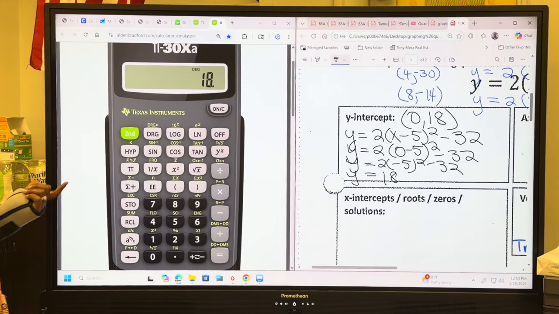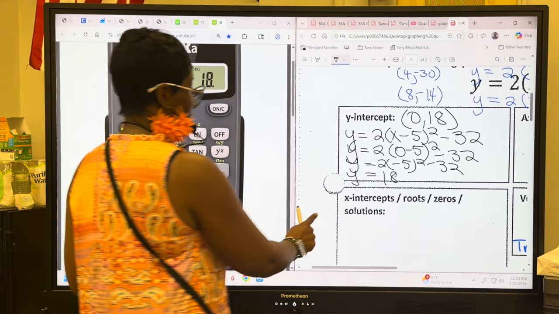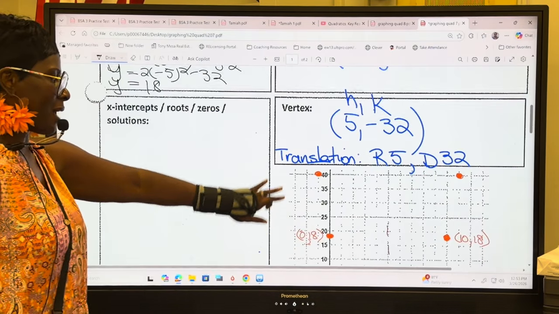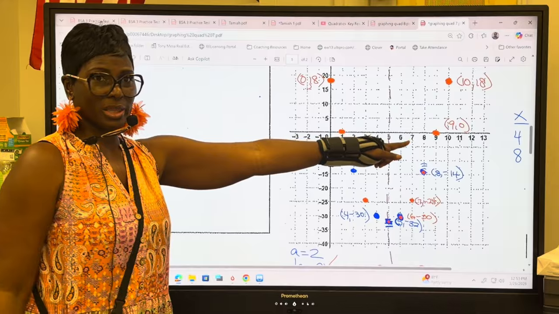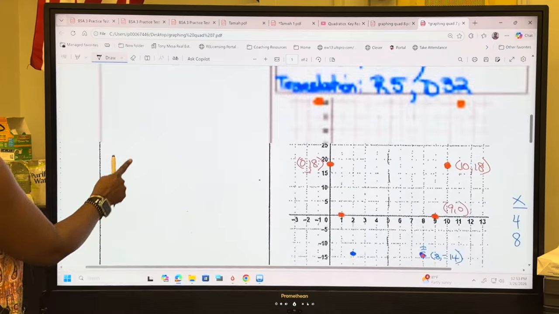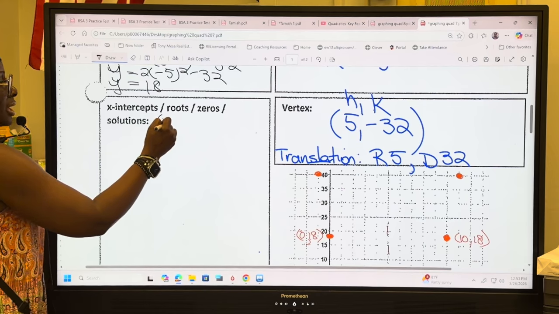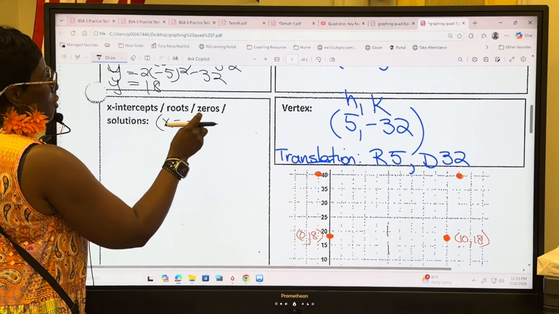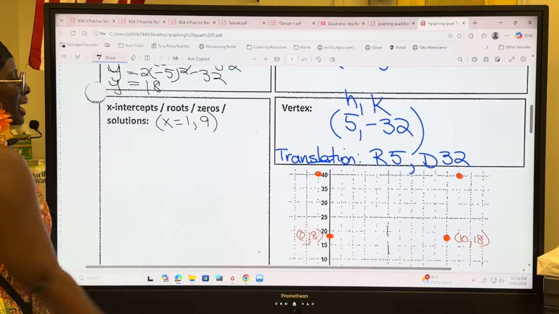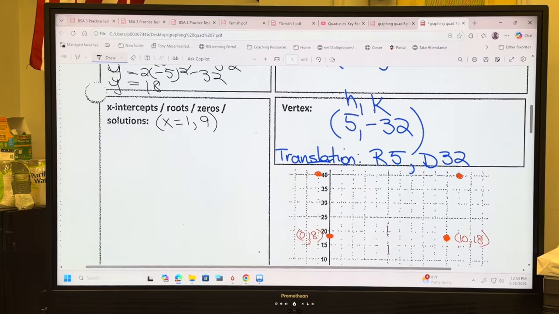All right, our last and final thing that we need to look at is how do I get these solutions without graphing? We know what they are because we just solved for them using a graph, right? What are our solutions? X equals 1 and what? 9. Aren't those our solutions? Yes. But let's find them a different way.